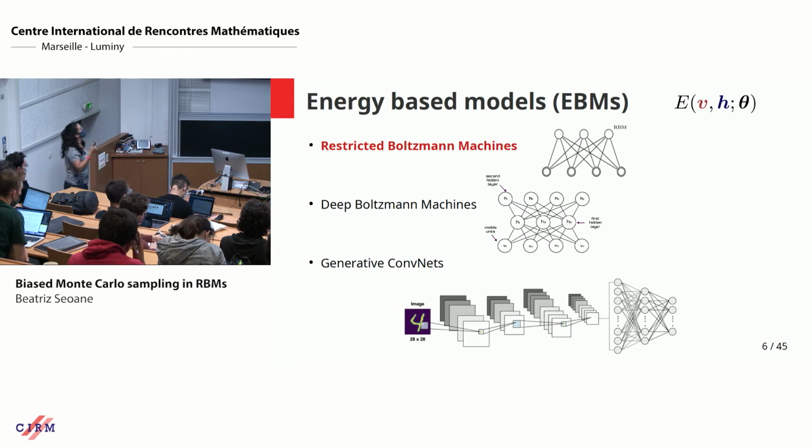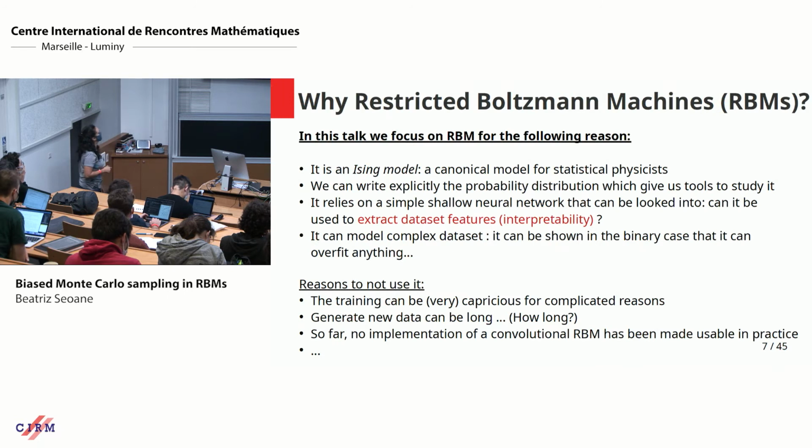Okay, the energy-based models can be the restricted Boltzmann machine that I will mention, in which we just have one layer of latent variables. We could have several layers of latent variables, or we can even have complex deep networks with convolutional layers, but all of them work in the same way, assigning an energy to our system.